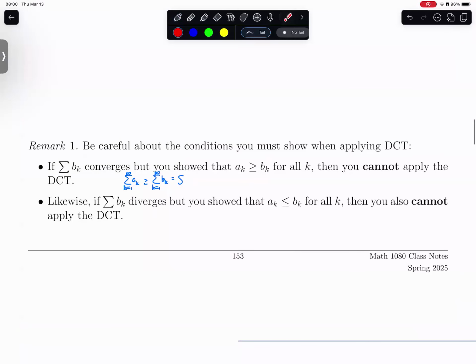Likewise, if my comparison series diverges, but I showed the opposite inequality than what I wanted to show, I also cannot apply the direct comparison test. So this is the double-edged sword of this particular test: whether I have convergence or divergence for my comparison series, I'm forced to show a very specific inequality. And if I cannot show that, I cannot apply this test. So we're going to learn of another comparison test that gets us around this issue in a nutshell.